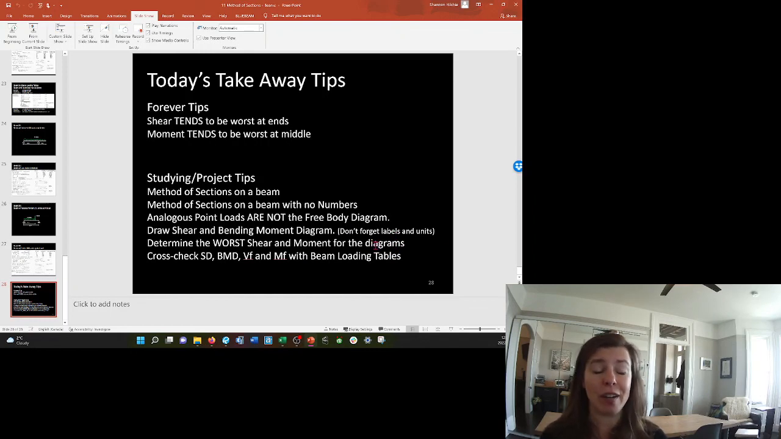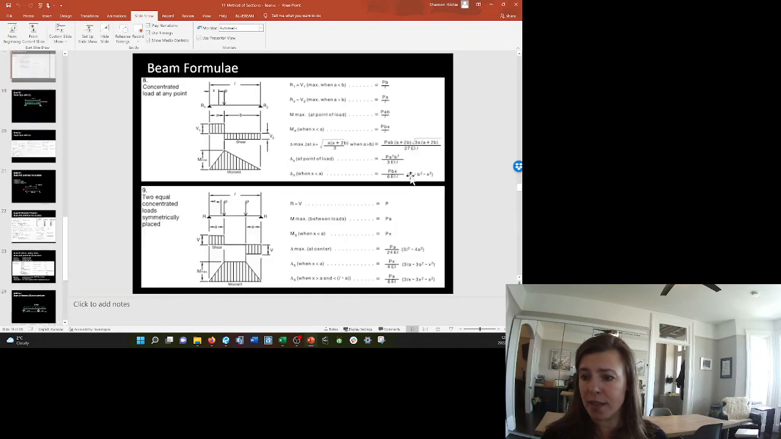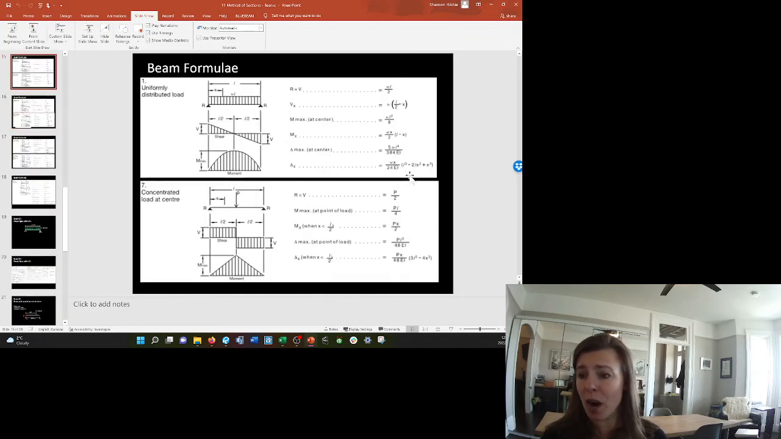Because next year, we're not going to do method of sections. Most of the beams we're going to do already have those beam loading tables done for us. In fact, most of them are going to be this one right here. So after the end of this term, you're not going to have to do method of sections anymore. You're going to be able to go straight to this and look it up. But we do have to do it for the project. For the exam, do it however you want.